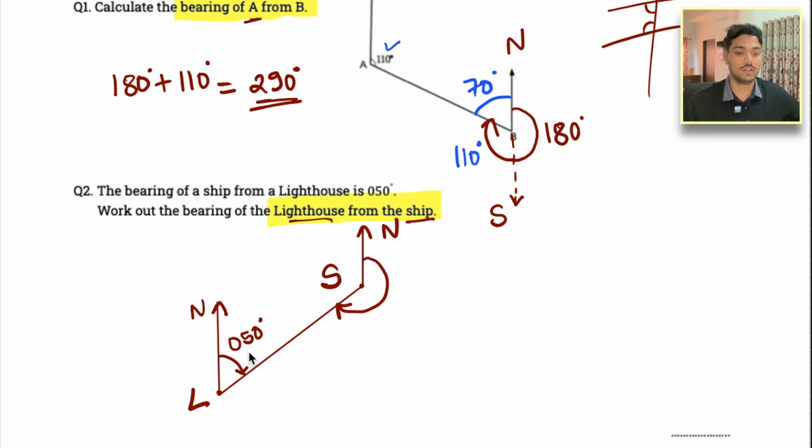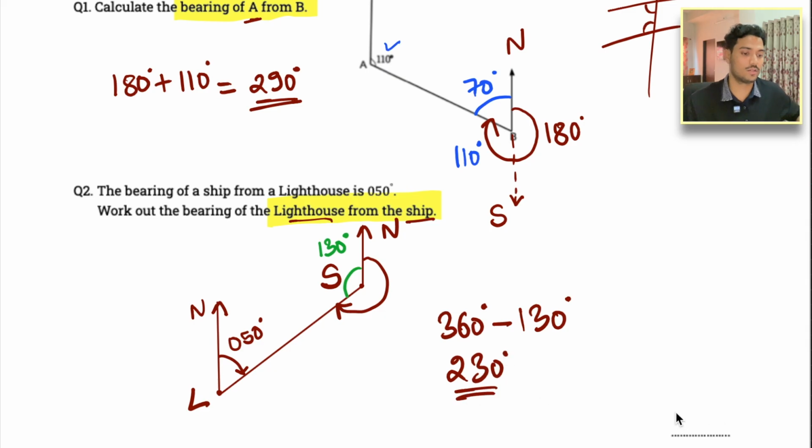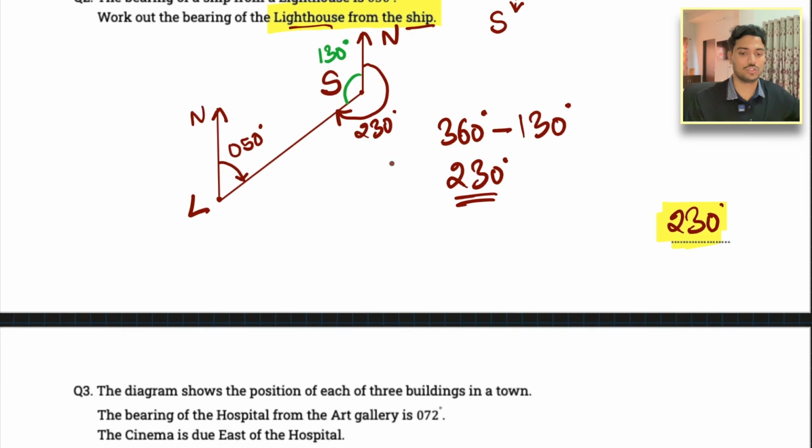We know that this is 50 degrees, so this angle is going to be 130 degrees. So the remaining angle is going to be 360 minus 130 degrees. That is going to be 230 degrees. That is going to be the bearing. This whole angle is going to be 230 degrees. That's how we calculate the bearing. Let's check another question, question number 3.